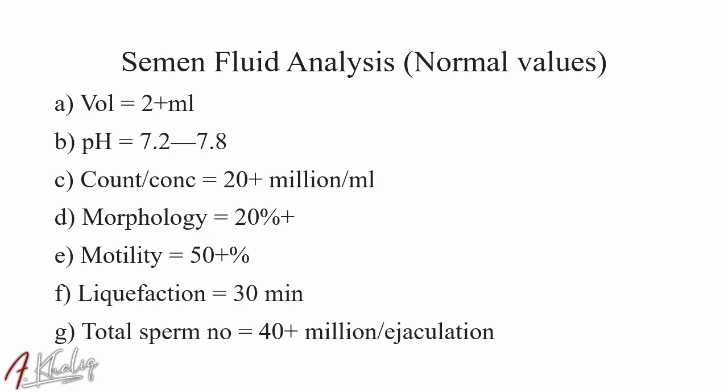The volume should be more than 2 milliliters, pH should be 7.2 to 7.8, the concentration should be more than 20 million per milliliter, the normal morphology should be more than 20%, motility should be more than 50%, liquefaction time is roughly 30 minutes, and the total sperm number should be 40 million per ejaculation.